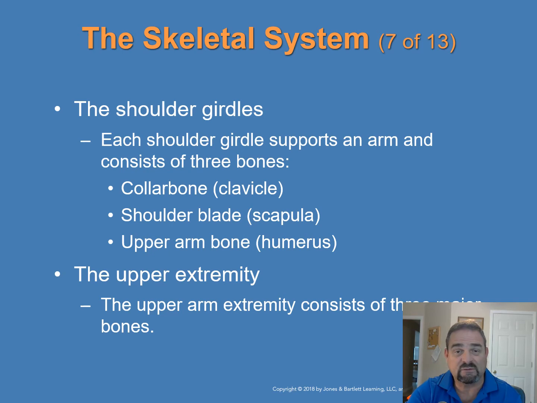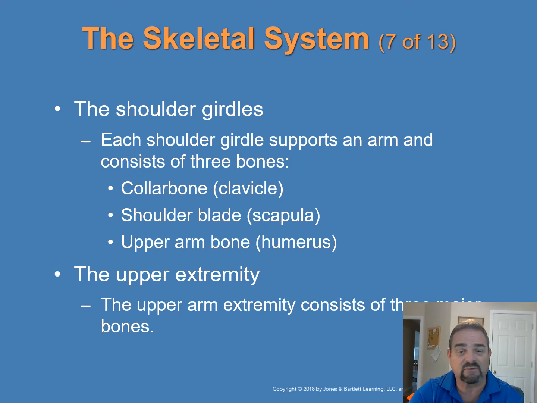All right, so the shoulder girdles. Each shoulder girdle supports the arm and consists of 3 bones. The collarbone, which is the clavicle, the shoulder blade, which is the scapula, and the upper arm bone, which is the humerus. The upper extremity itself consists of 3 very specific bones.